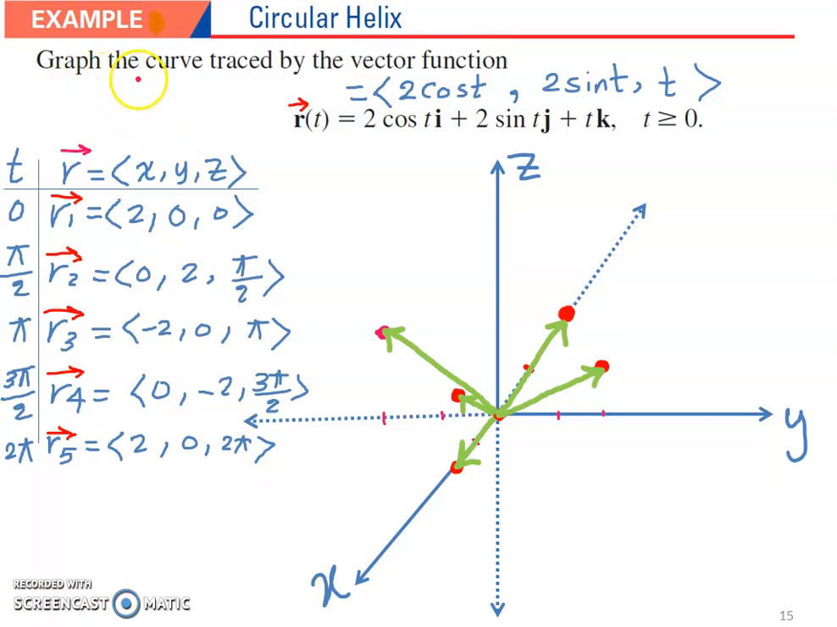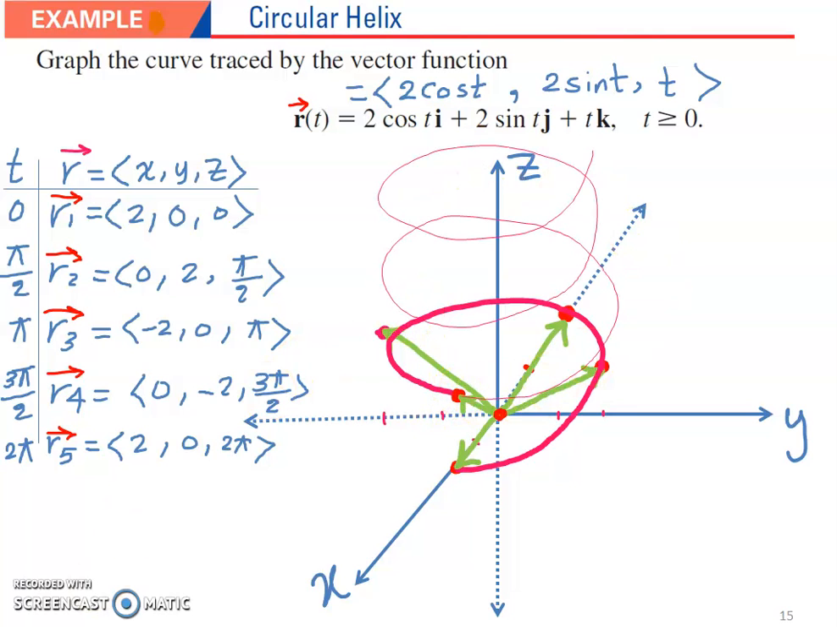The question is graph the curve traced by the vector function. So if we start from here and we graph the curve, reach to here and then here and this point, we finish one period, which is we start from 0 to 2 pi, then we continue with another period and we're going to get circular helix like this. So this is just one period because we start from t 0 to 2 pi. You can take more to get another period, and it will be like this.